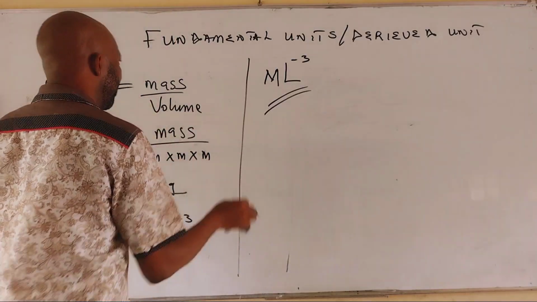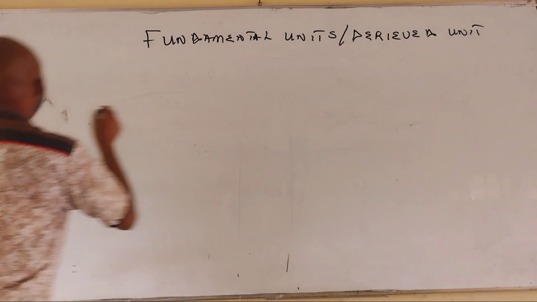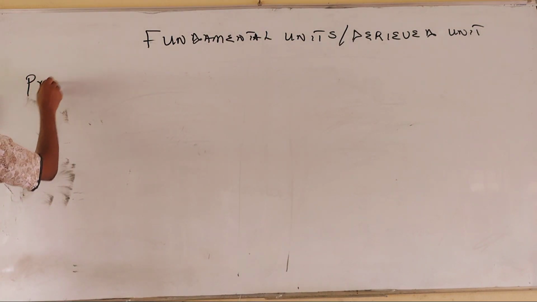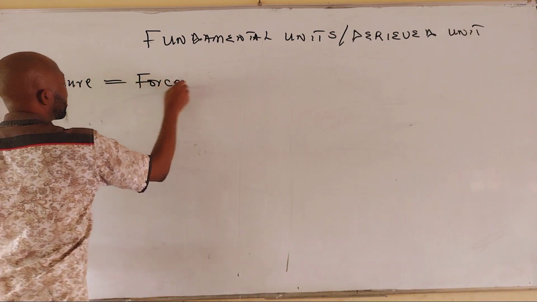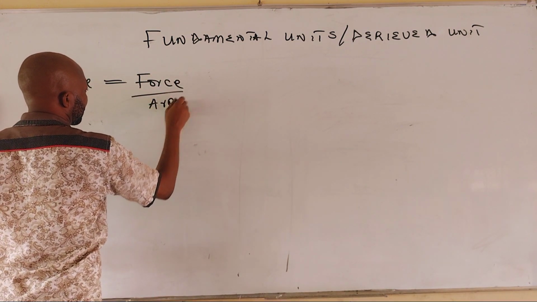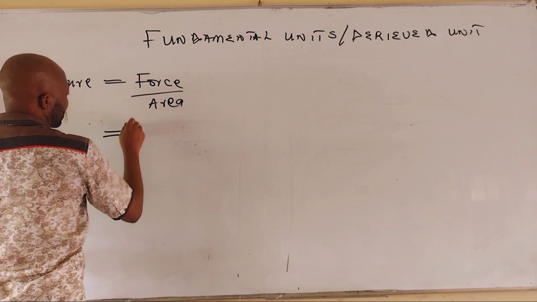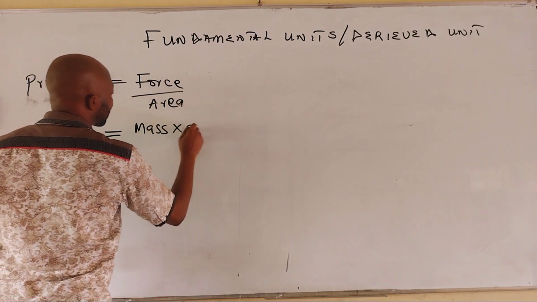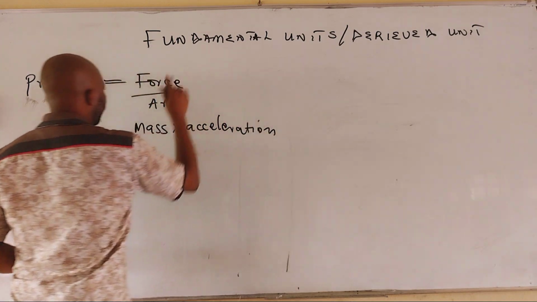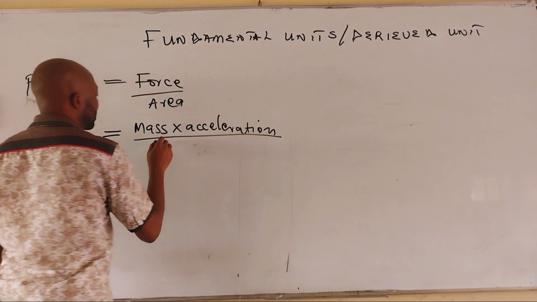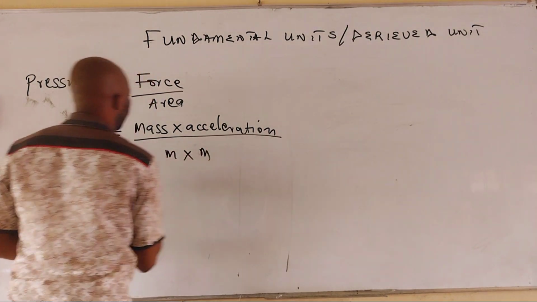So let's take another variable. Let's take pressure. This is pressure, which is force over area. Now, what is force? Force is mass times acceleration. Area is length times breadth. Length is in meter times the breadth is in meter.